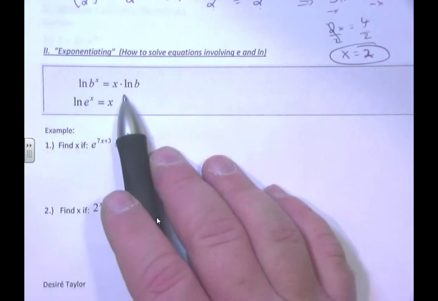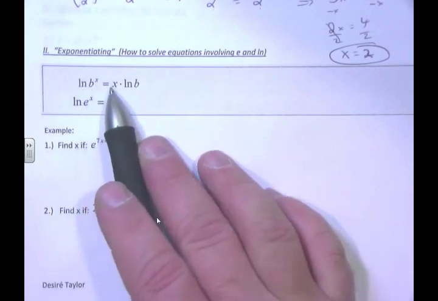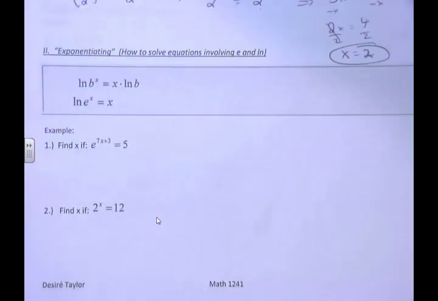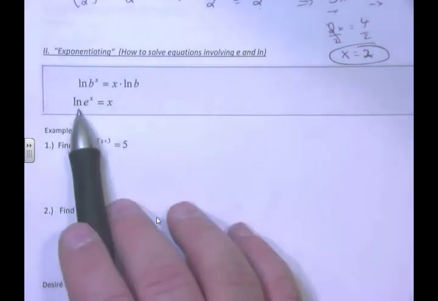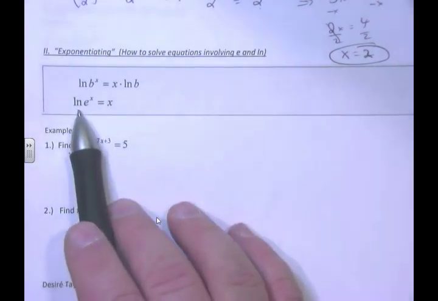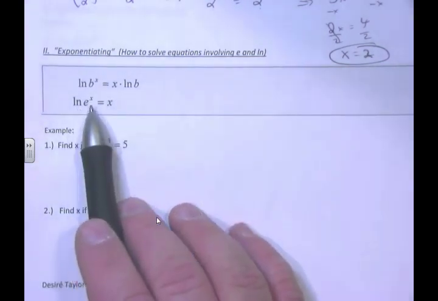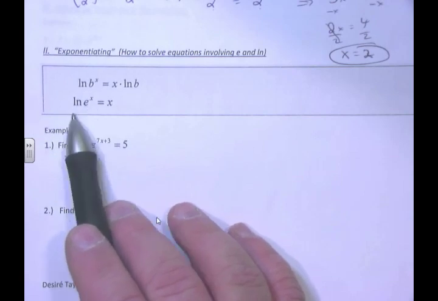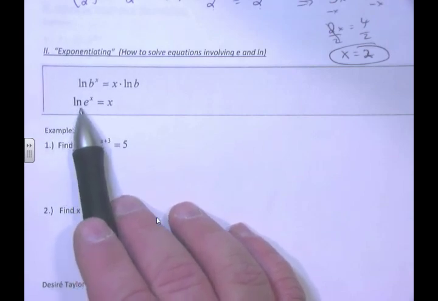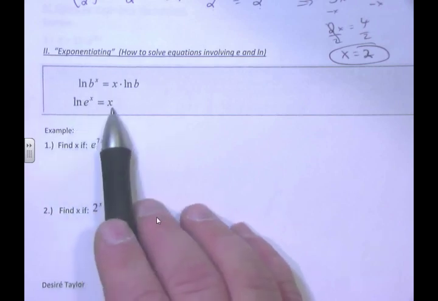Out front, property number 3 that we have memorized from last time. So natural log of b to the x is equal to x times the natural log of b. And the natural log of e to the x. What exactly is a natural log? It is a log base e. And when you're taking it of e to the x, when the base and the exponential are the same, they're inverses, they cancel each other out, and you're left with x.